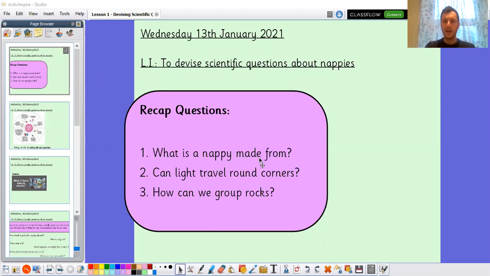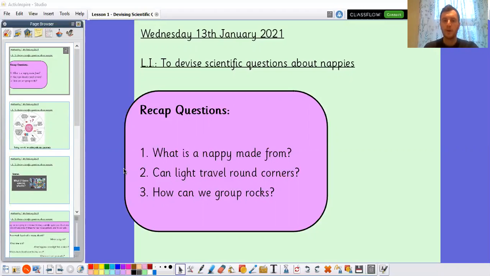First one, what is a nappy made from? I believe you did that last time with Mr. English. Second one, a recap on our light unit earlier in the year. Can light travel round corners? What do you think? And third question, how can we group rocks? And there might be lots of different ways that we can group rocks. And if you remember back again in our last unit, we did group rocks into different ways. As always, pause the video here, have a go at those recap questions, and I'll go through the answers in just a moment's time.